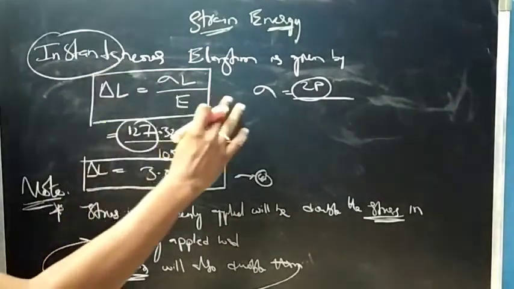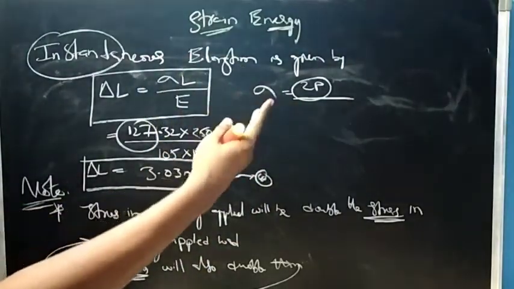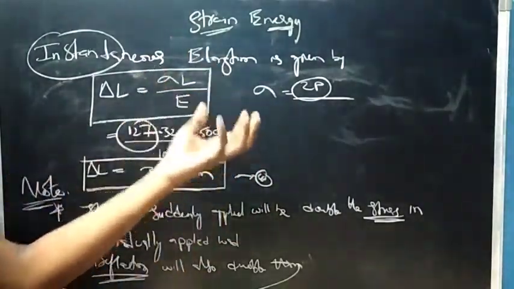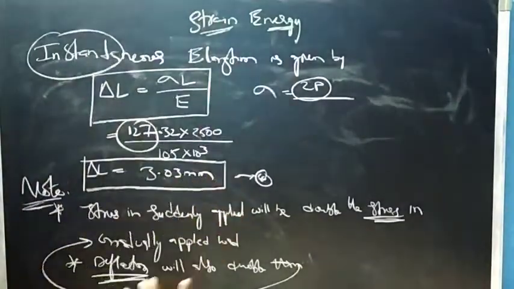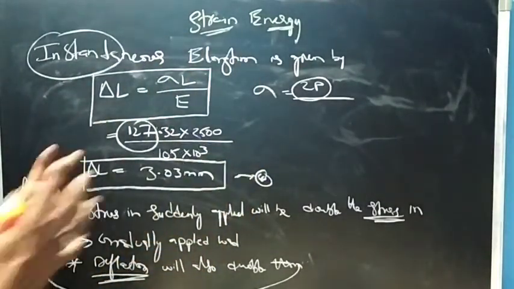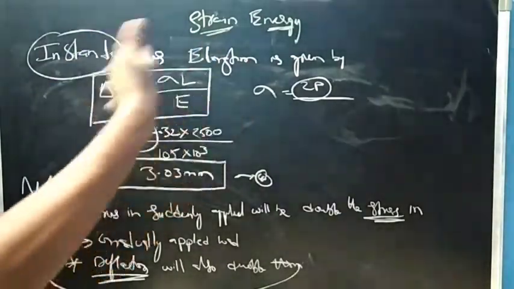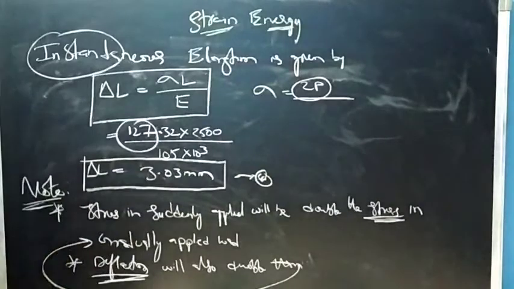Now we'll see another problem on impact load. A load is falling from a certain height, and suddenly it is going to impact the material or a body. So let's see how to determine the instantaneous stresses and elongation.